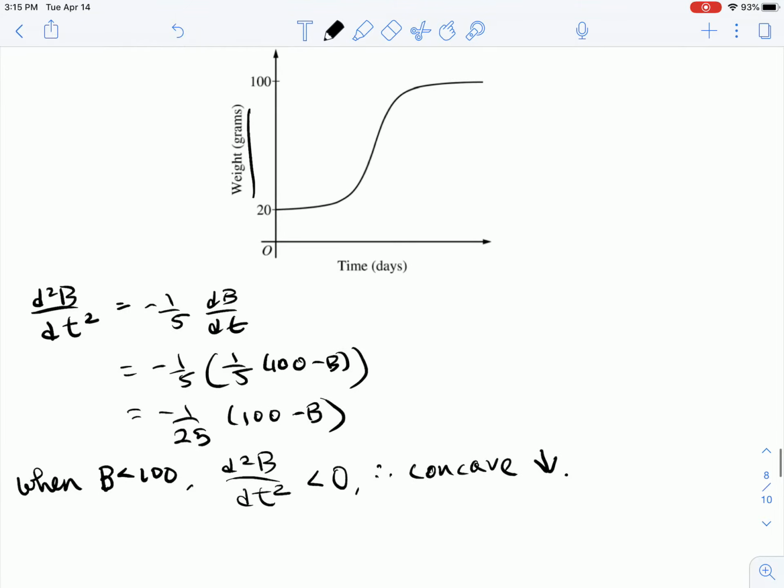However, if we look at our graph here, clearly there's a portion of the graph that's actually not concave down. In fact, the majority of this graph, when B is less than 100, is concave up. So we can then say part of the graph, however, is concave up.